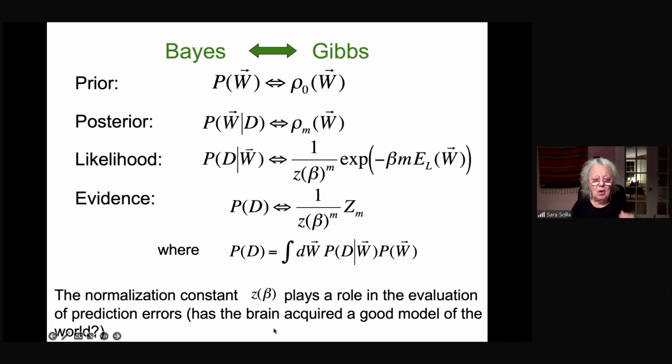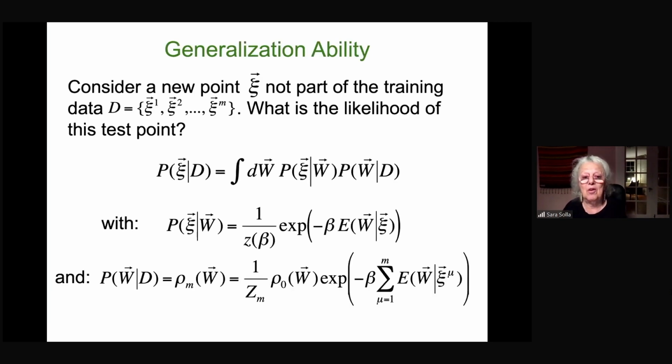So how do I compute the prediction error, the generalization error? Have we acquired a good model of the brain? Has my neural network acquired a good model of the world? And this is how we define the generalization ability. Let's consider a new point psi, which was not part of the training data, was not part of this psi 1 to psi M training set. And let's compute the likelihood of this test point. What is the probability of psi given the data?